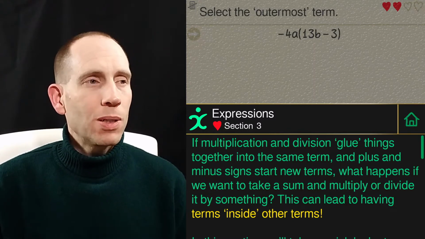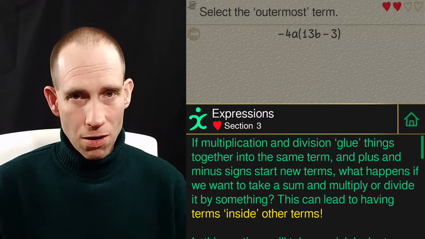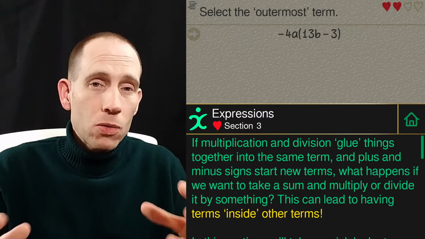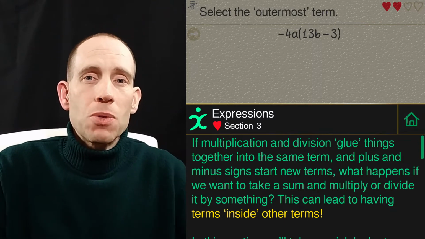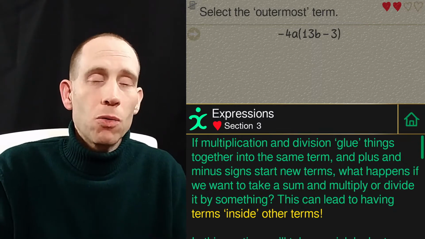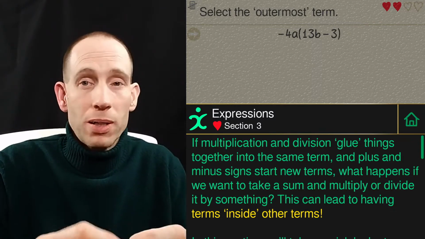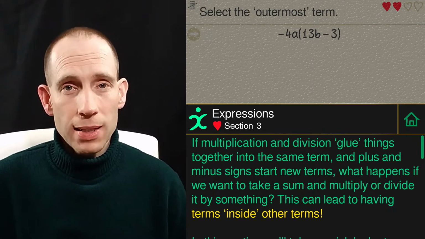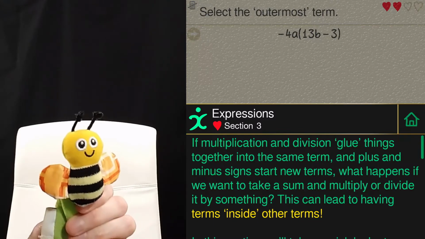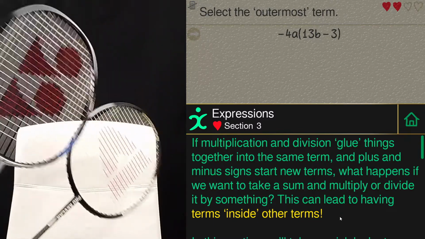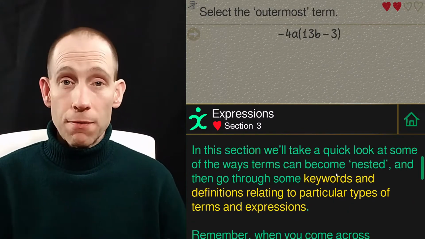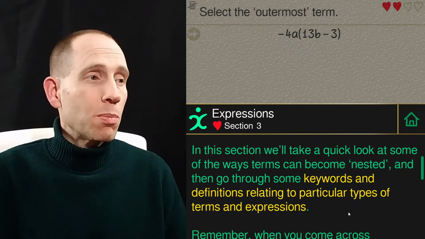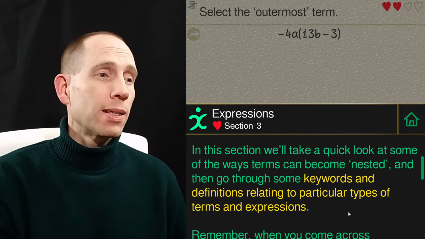what happens if we want to take a sum, a list of terms, and multiply that whole sum as if it was a factor within a product? We want to multiply or divide the whole sum by something. This can lead to having nested terms. So we're going to be using something that begins with B and ends in rackets. And then we'll also look at some particular definitions of certain types of terms, some vocabulary to do with particular types of terms and expressions.